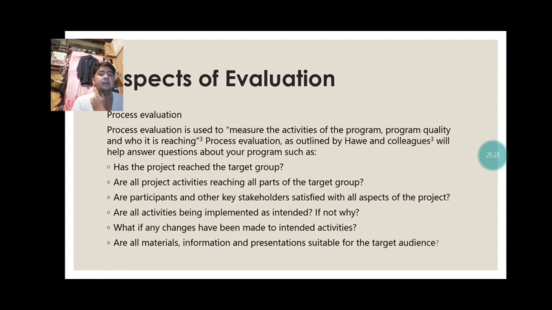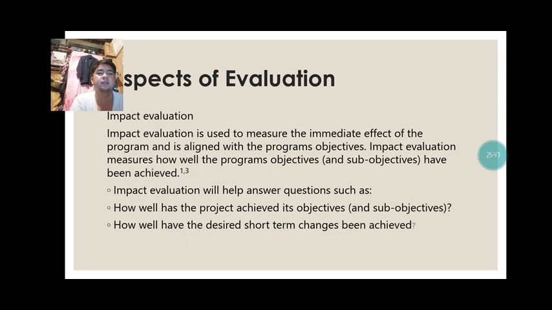Process evaluation is used to measure the activities of the program, or program quality, and who is being reached. Next is an aspect of evaluation: impact evaluation. Impact evaluation is used to measure the immediate effect of the program and is aligned with the program's objectives. Impact evaluation measures how well the program objectives and sub-objectives have been achieved.